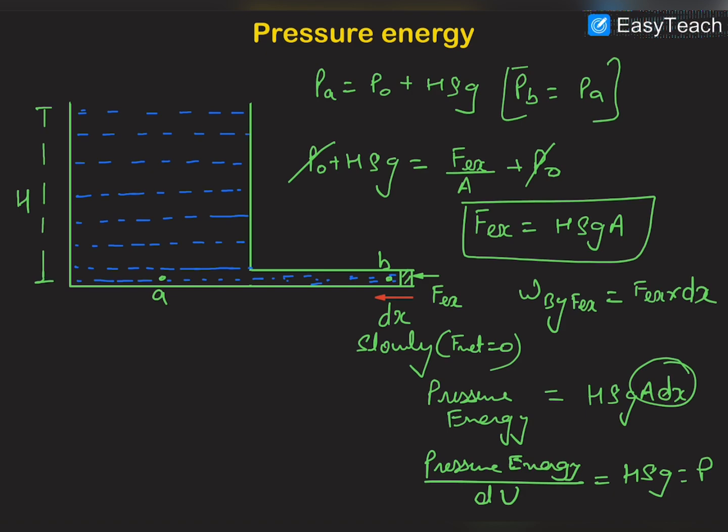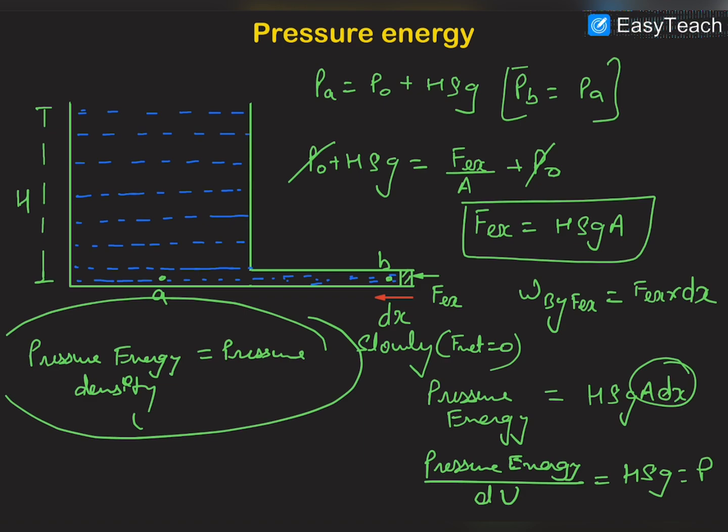So first of all, the very important thing is the fact that pressure energy density is numerically equal to the pressure. This is the important thing. And actually the pressure energy density is the increase in potential energy of the liquid per unit volume when we are doing some work on the liquid.